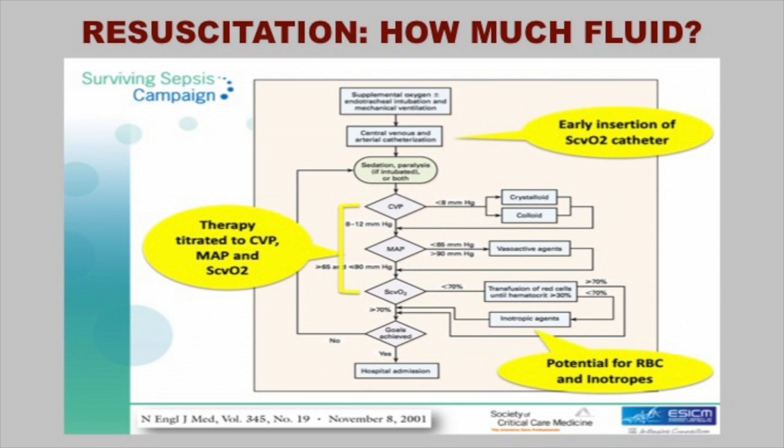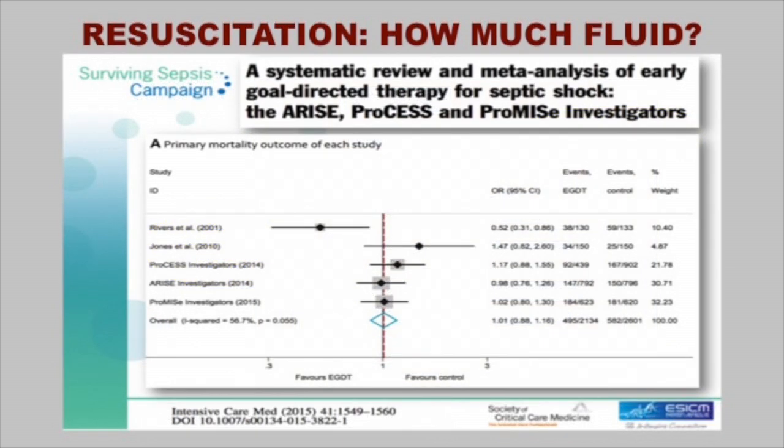However, the endpoints are not so clear-cut at this point because nobody else has been able to reproduce those results. And part of it, of course, in those 3 papers, ARISE, ProCESS, and ProMISe, patients all got that 30 mL per kilo. Patients all got early antibiotics. So, comparing interventions to sort of standard practice was Rivers at that point. That being said, we don't anymore recommend that you go straight for those specific numbers, CVP, etc.